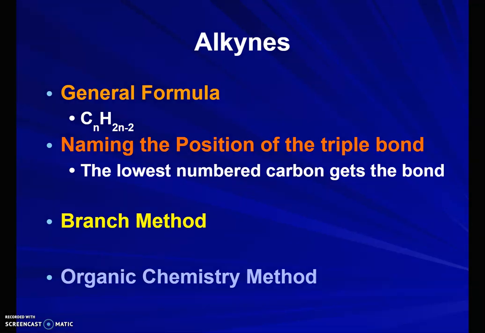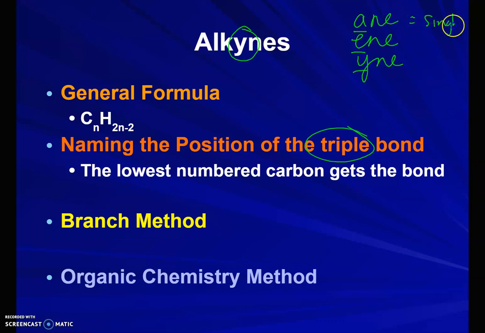All right, so just like we saw in the previous video, there are multiple ways of showing our alkynes, but the major important part is that we are looking at that triple bond. So an alkane, an alkene, and an alkyne, in alphabetical order, are single, double, and triple bonded carbons. All right, CnH2n minus 2. Again, the lowest numbered carbon gets the bond.